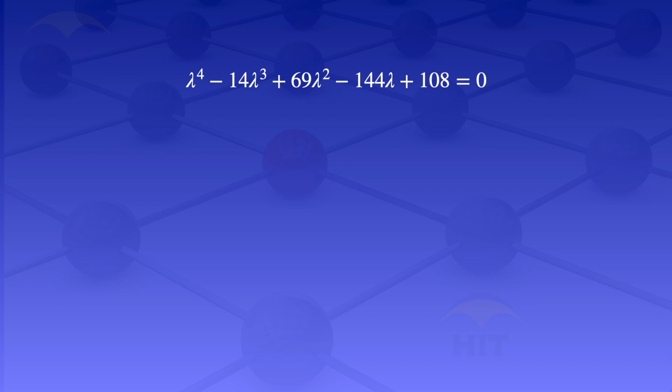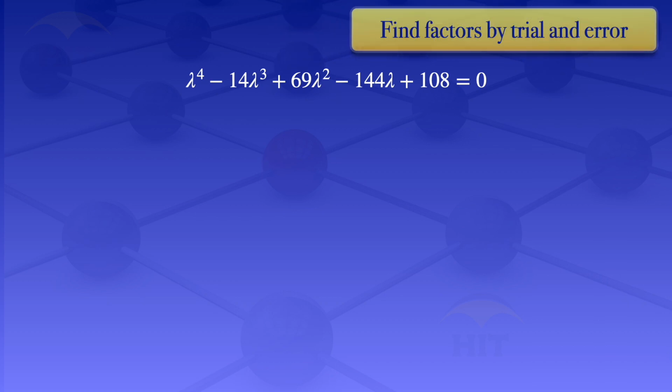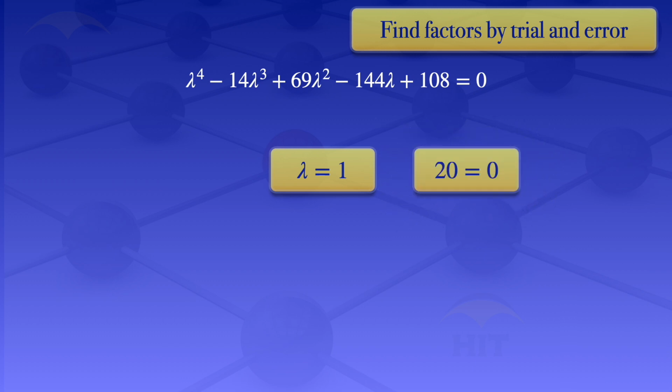What we can do is try to find factors by trial and error. So we can start by lambda equals to 1. If we substitute lambda equals to 1 into that equation, we will have 1 minus 14 plus 69 minus 144 plus 108, which will give us a 20. Because we are putting 1 wherever we have the lambda there, we would have 20 is equals to 0, which is not valid there. So lambda minus 1 is not a factor.